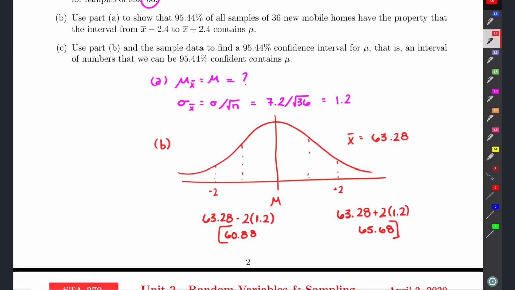What that's saying is we can be 95% confident that the true mean of the data lies within 2.4, or lies within 60.88 and 65.68. Somewhere in there we're 95% sure that the true mean exists. I kind of jumped ahead, but that also answers part C as well. We did find the confidence interval. Part B just wanted us to show that it does exist. So it's 2 times the standard deviation. That's all we're looking at for part B. For part C, what we're asked to find is this range, 60.88 to 65.68.